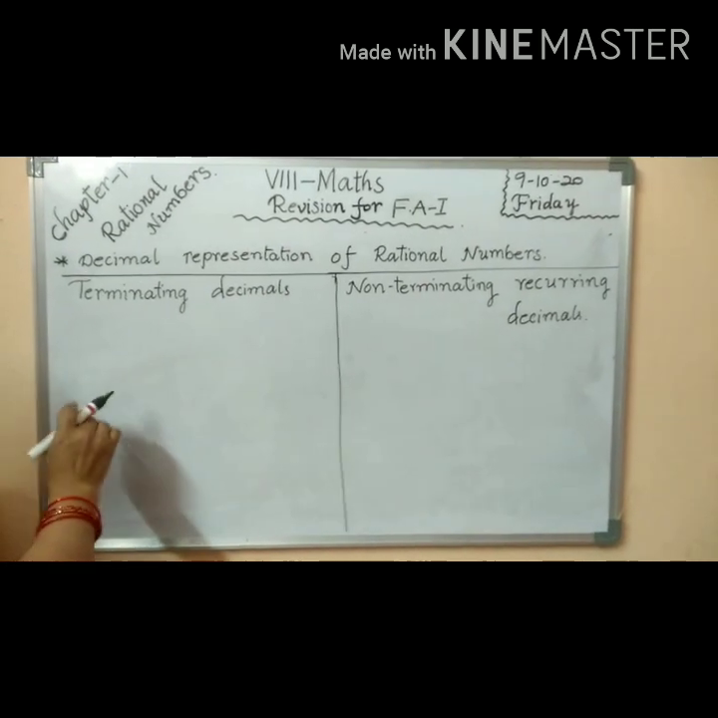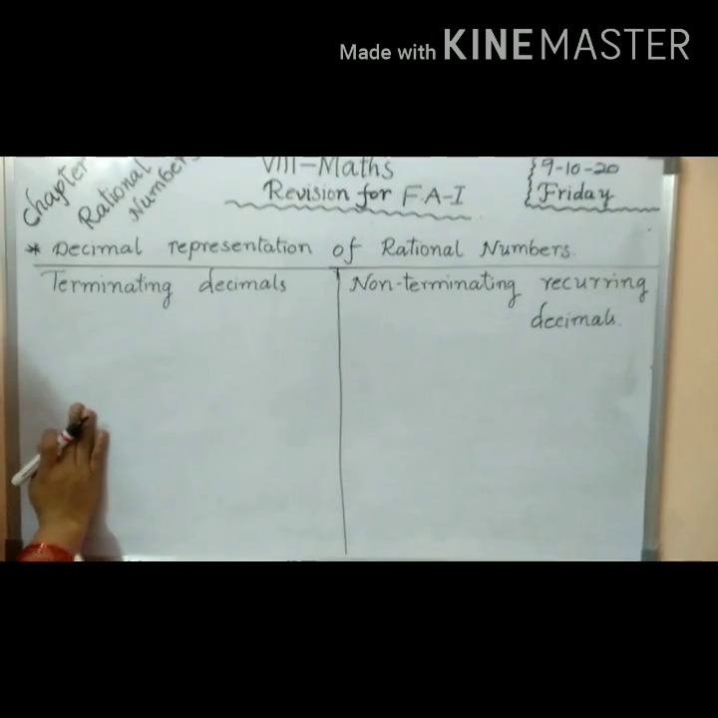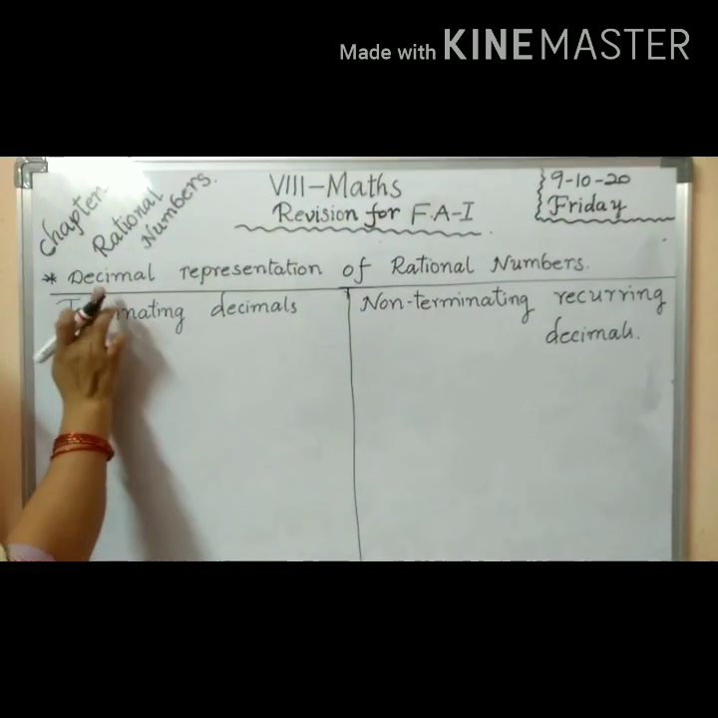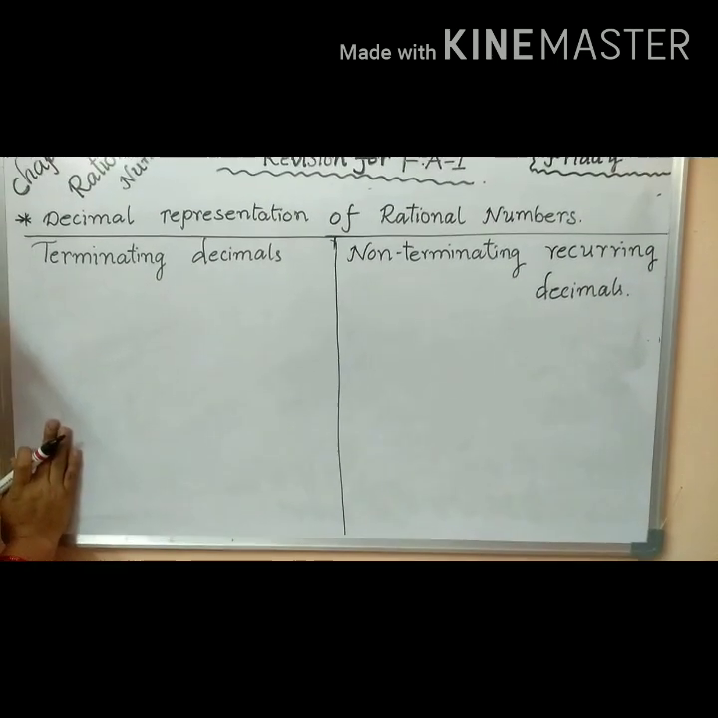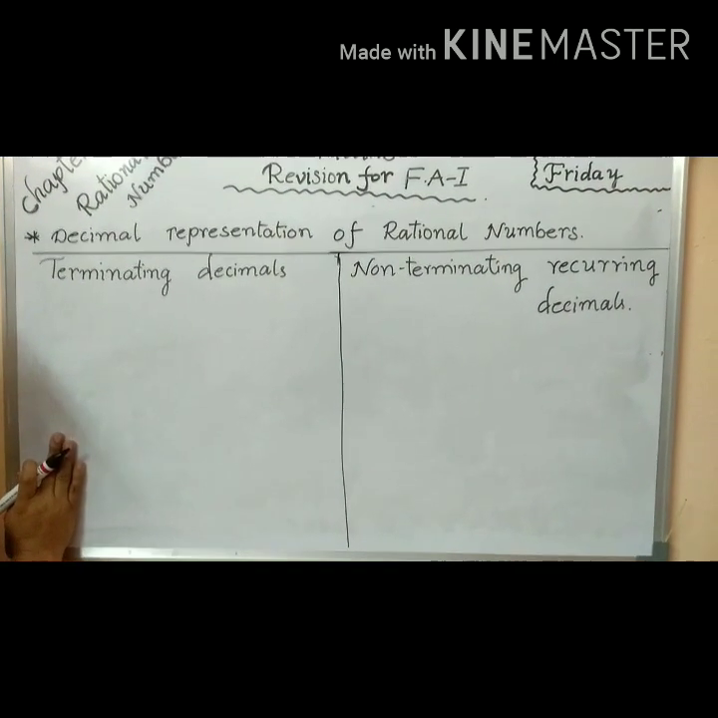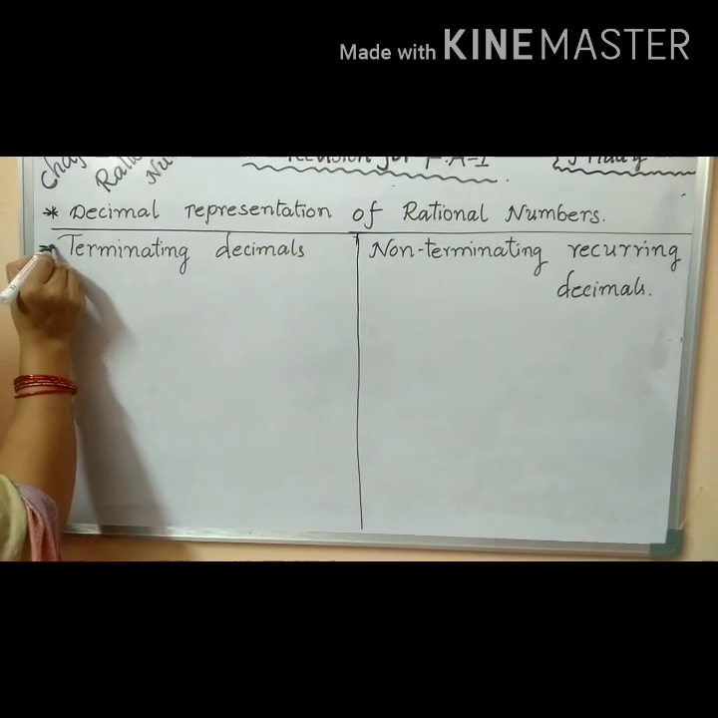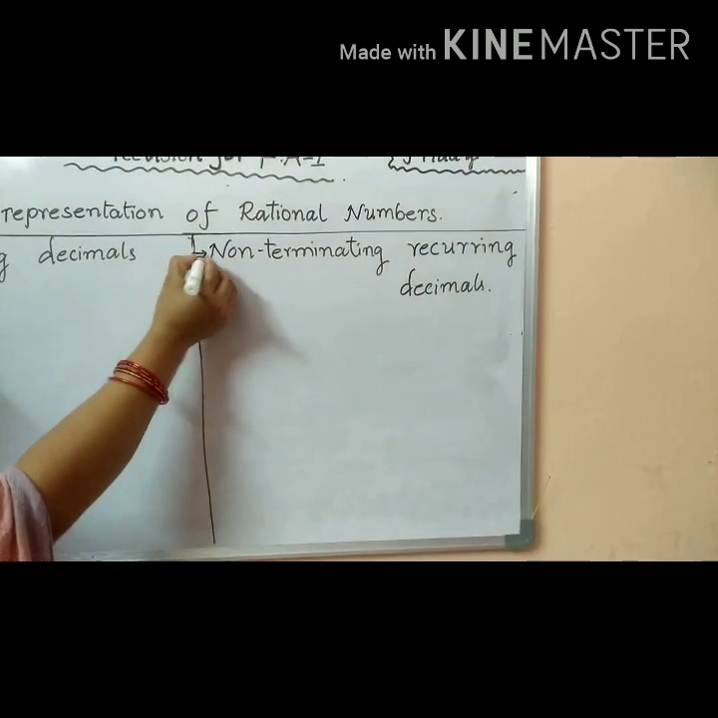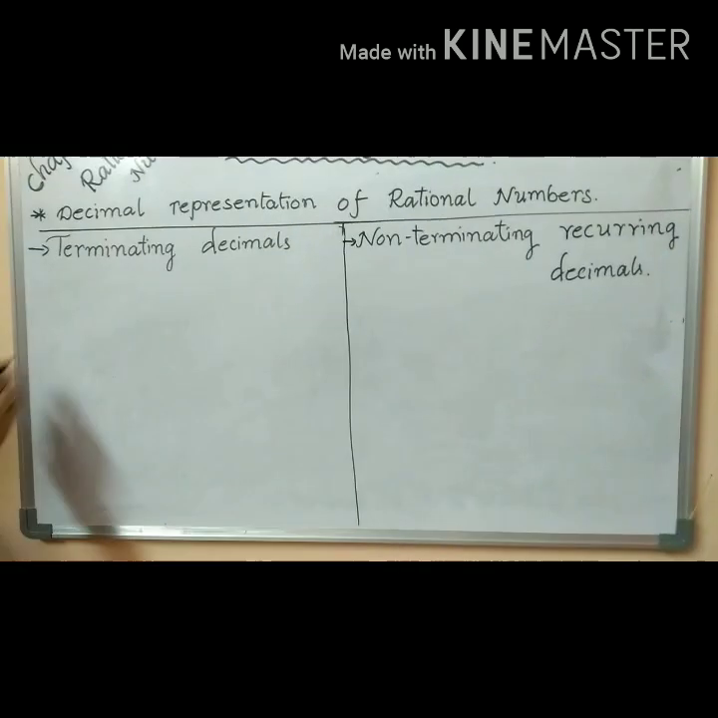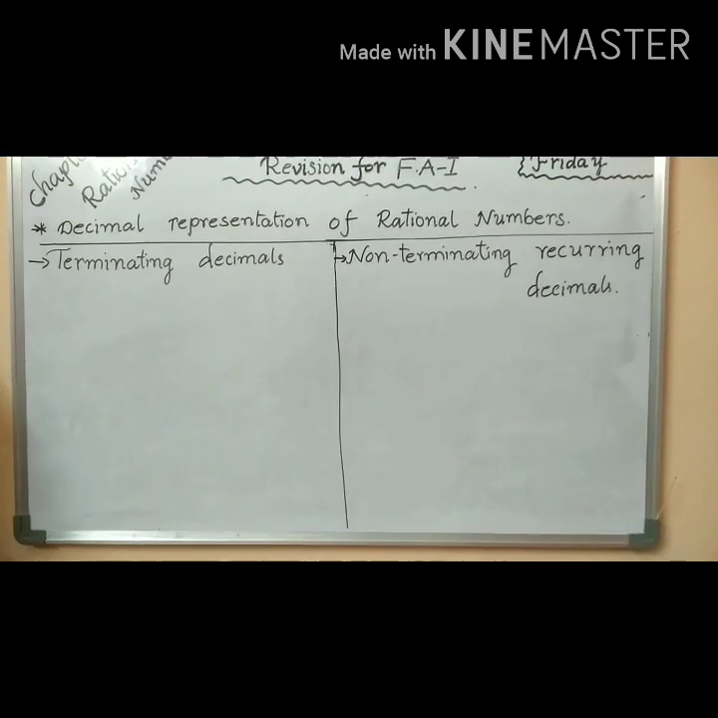The next topic is decimal representation of rational numbers. In this case, it is divided into two parts. The first one is the terminating decimals. The second one is the non-terminating decimals. So the first part is the terminating decimals.